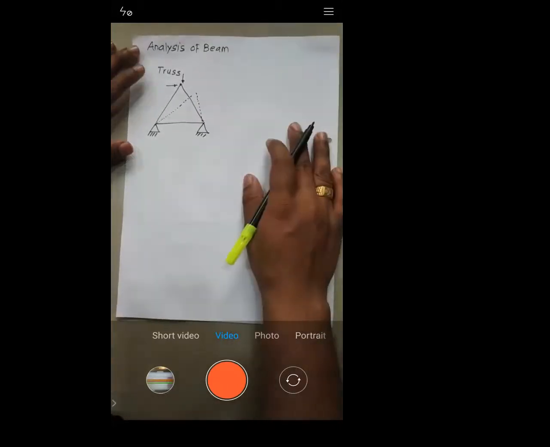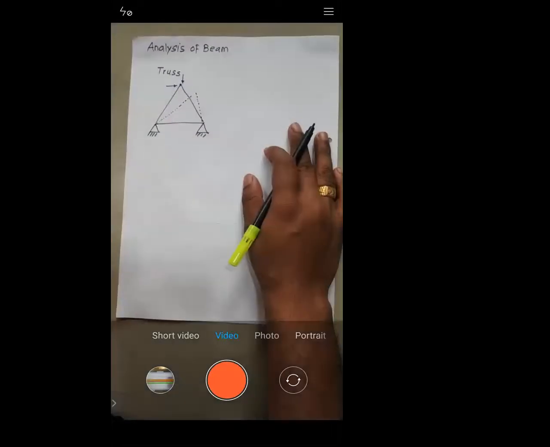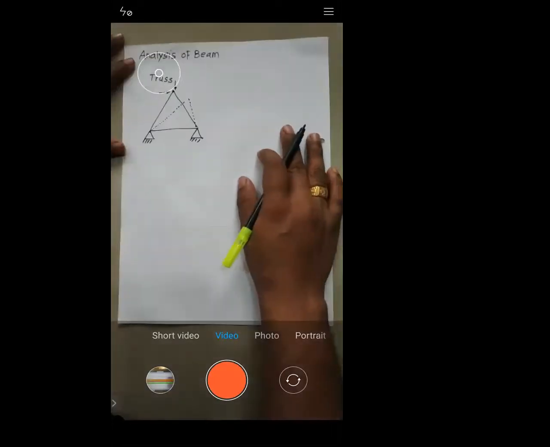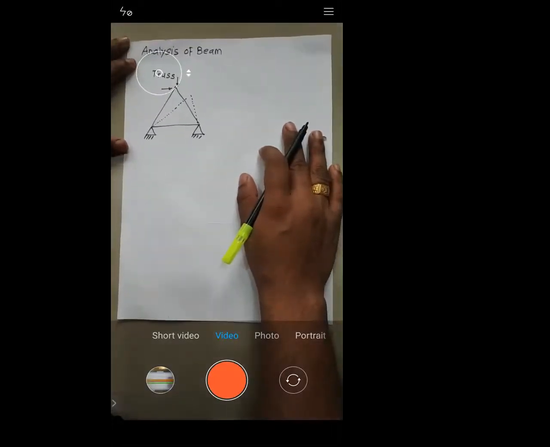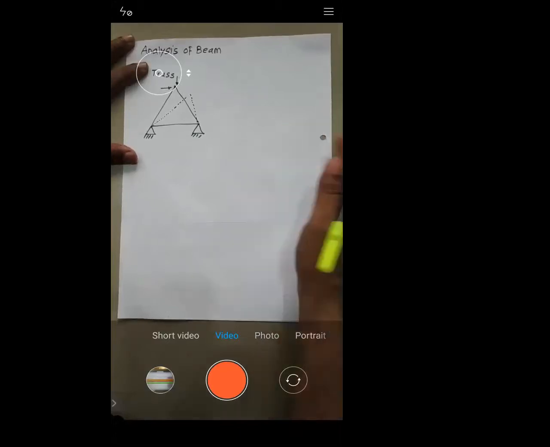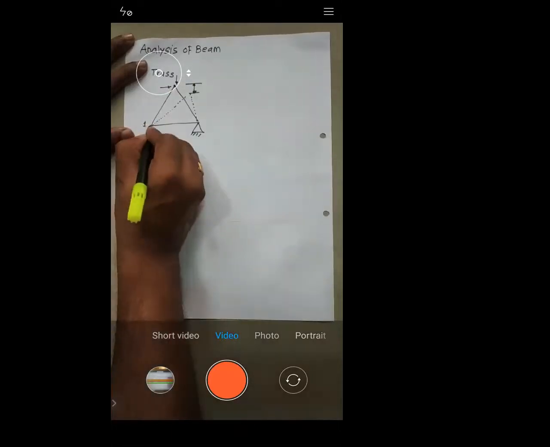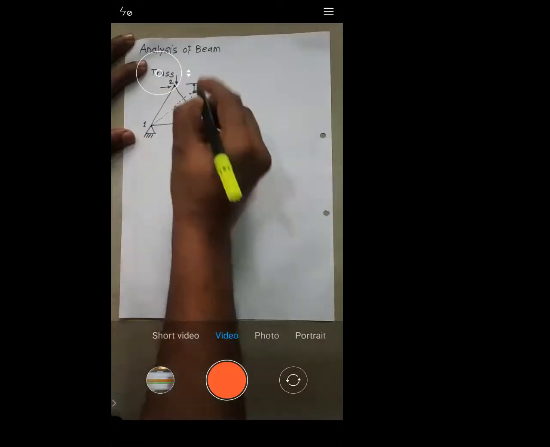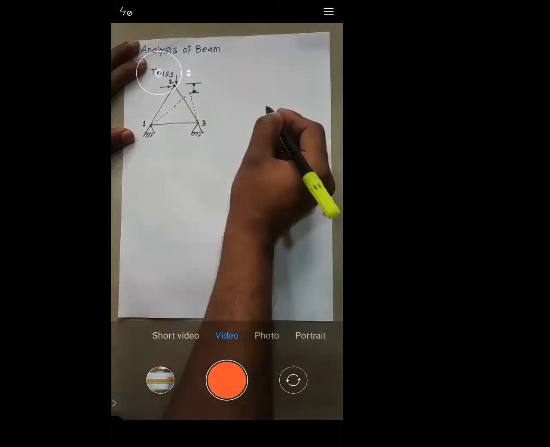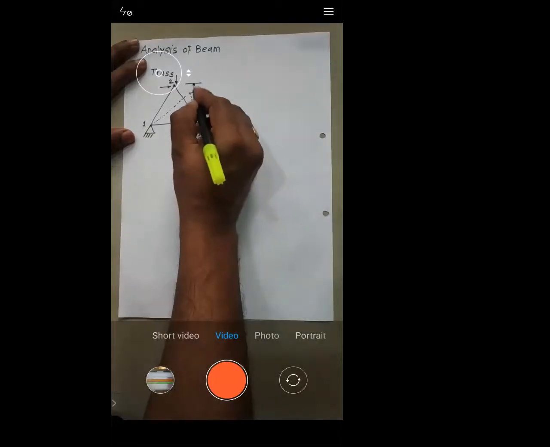Are you able to get this one? When you apply the force on the truss, what will happen? The force is applied in X as well as Y direction. So as a result, every node will deform in X and Y direction. This term is a vertical displacement, right? Let me call this node number 1, this node number 2, and this node number 3. So this is the displacement.